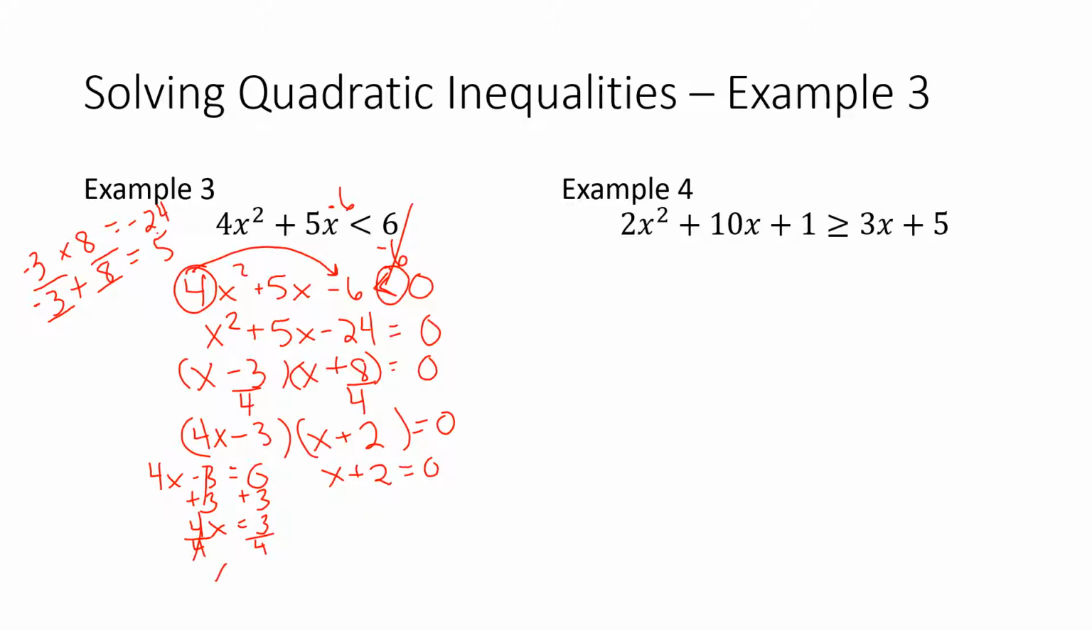So that's going to be x equals 3/4. The other side, to get x by itself, all I need to do here is subtract 2. We get x equals -2. Now, those are not my final answers because this wasn't an equation, it was an inequality. So we're going to revisit that less than sign.